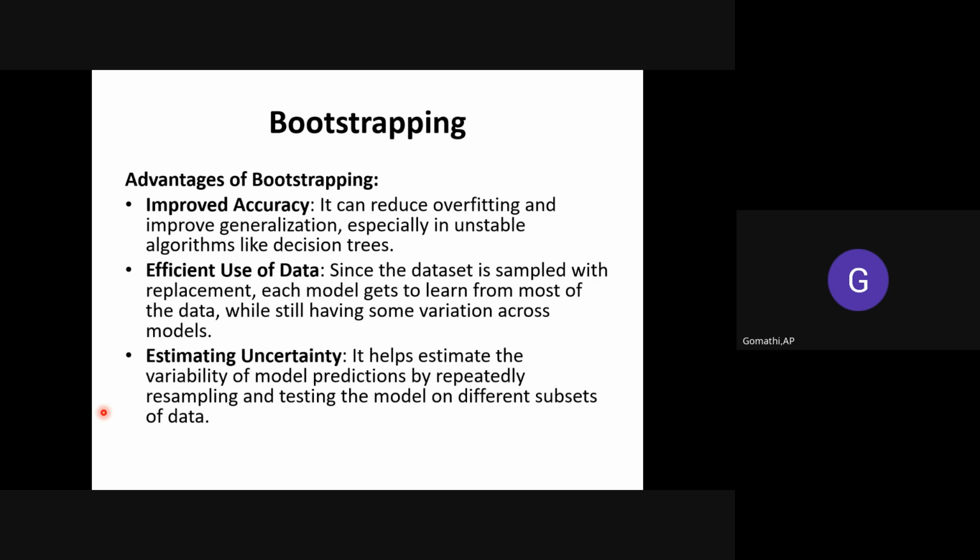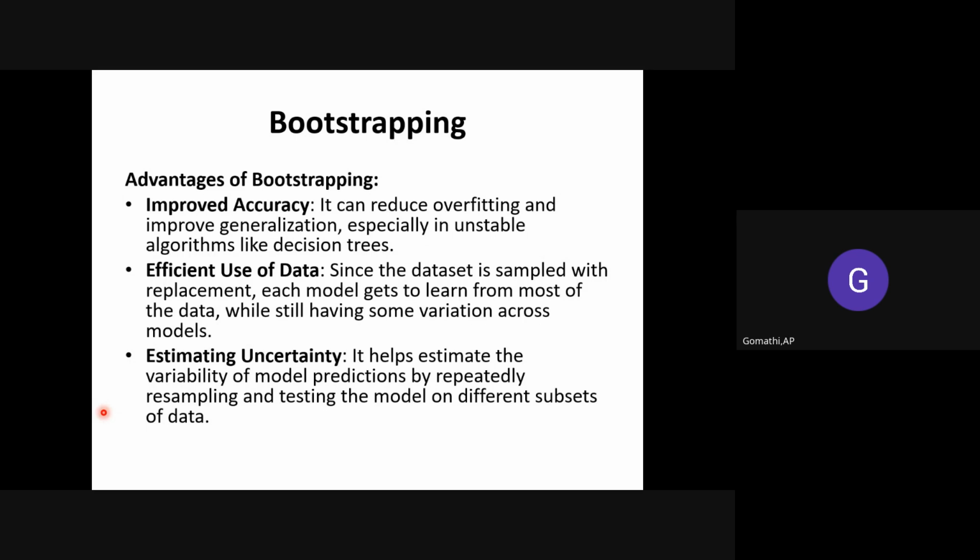Suppose we have a data set of 100 observations and want to estimate the mean and its confidence interval. We create 1,000 bootstrap samples, each of size 100, by sampling with replacement from the original data set. And then we calculate the mean of each bootstrap sample. From the distribution of means across these 1,000 samples, we can derive an estimate for the mean and the confidence interval.